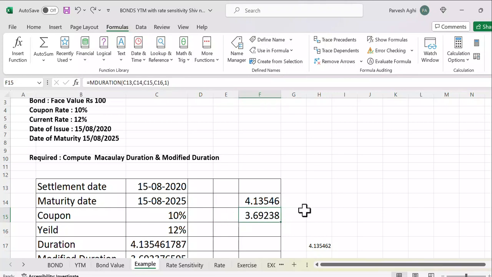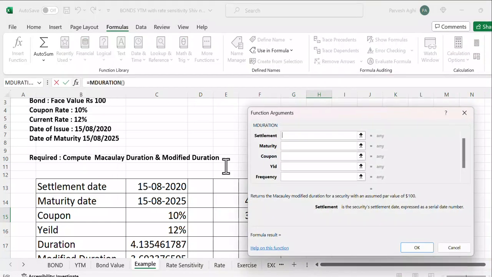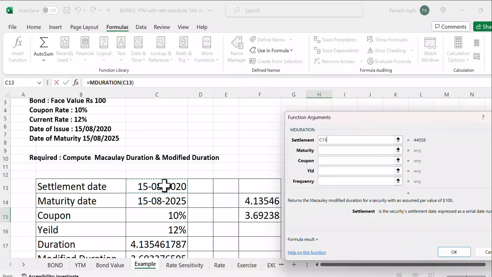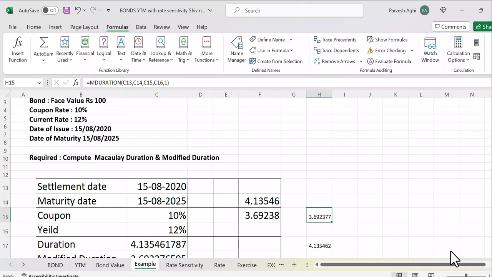First of all, let's understand the formula for that. Under recently used, we go to M duration, and pick up the settlement date, the maturity date, the coupon rate, and the frequency is one. Though on the face of it the formula looks the same, the back-end calculation by the Excel sheet is different. Fine. So it gives you 3.69.